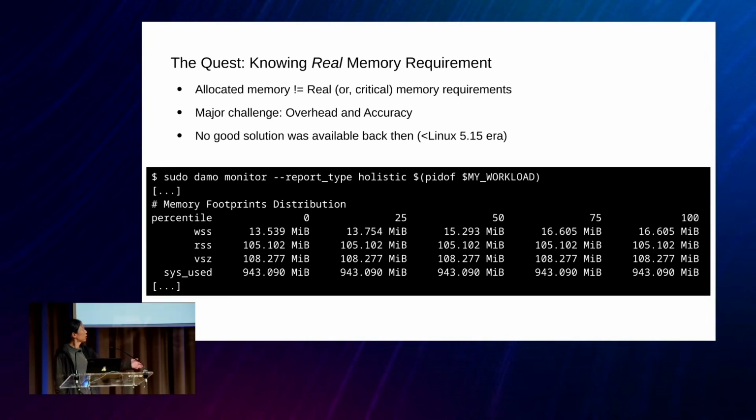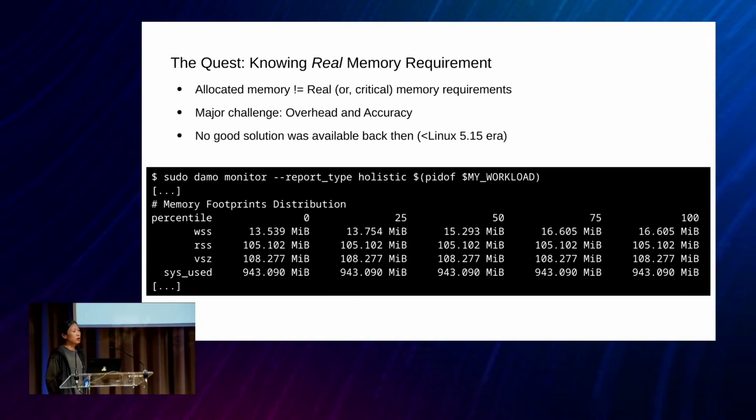Actually, as you can see at the bottom of this slide, you can see the memory footprint distributions of a given workload using the DAMON user space tool, like the given command. In the example, it is showing that the 50th percentile of the working set size of the given workload was only 15 megabytes, but the resident set size of the workload was about 100 megabytes.